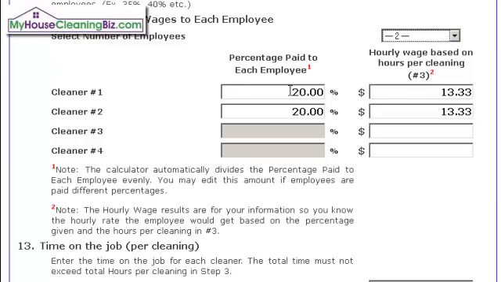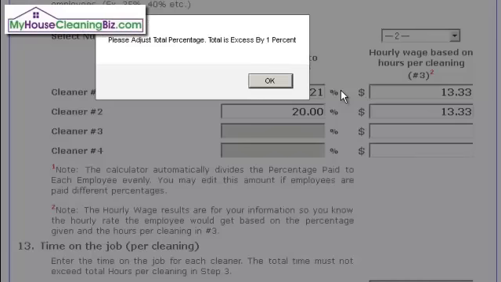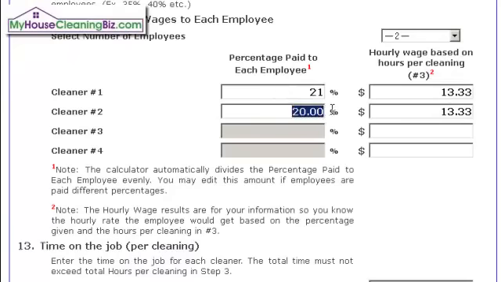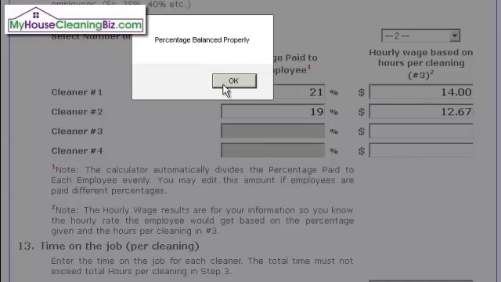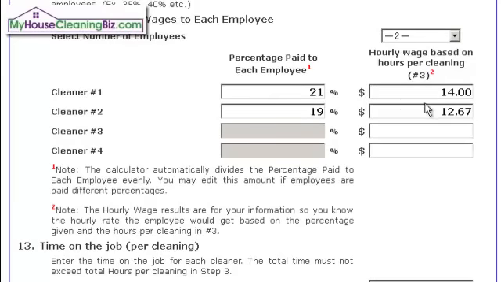Now what if you have one employee that makes a higher percentage, like a lead person or a team leader? Well, all you have to do is change the percentage. So let's say we want to do 21% for this employee. You're going to get a warning up here saying that that doesn't add up to 40%. So all you have to do is change this one to 19, which does add up to 40%, and now it says it's balanced properly. So you'll notice that the person who's getting paid 21% is now making $14 an hour. The person making 19% is now making $12.67 an hour.